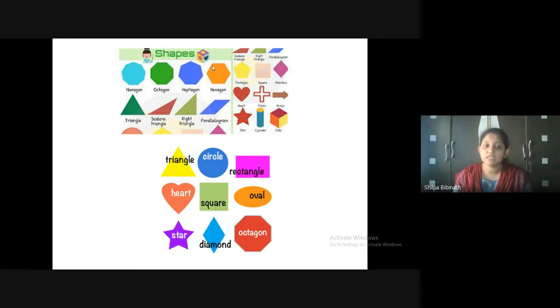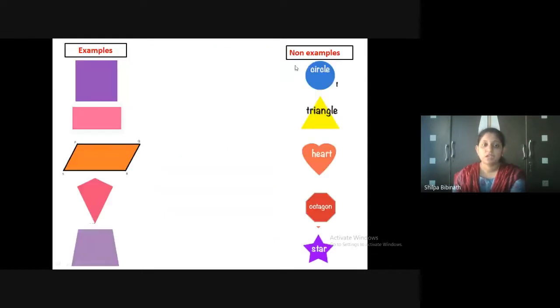Now here you can see different shapes. You can see an anagram, triangle, you can see a star, heart, cross, arrow, cube. All these are shapes. Here also you can see square, diamond, star, circle, rectangle, etc. Now, what do you mean by quadrilateral? Why certain shapes are called as quadrilateral, or why certain shapes comes under quadrilateral? So there are some properties, okay, to call a shape as a quadrilateral. Let's see. Here are the examples of quadrilateral, and here are the non-examples of quadrilateral.